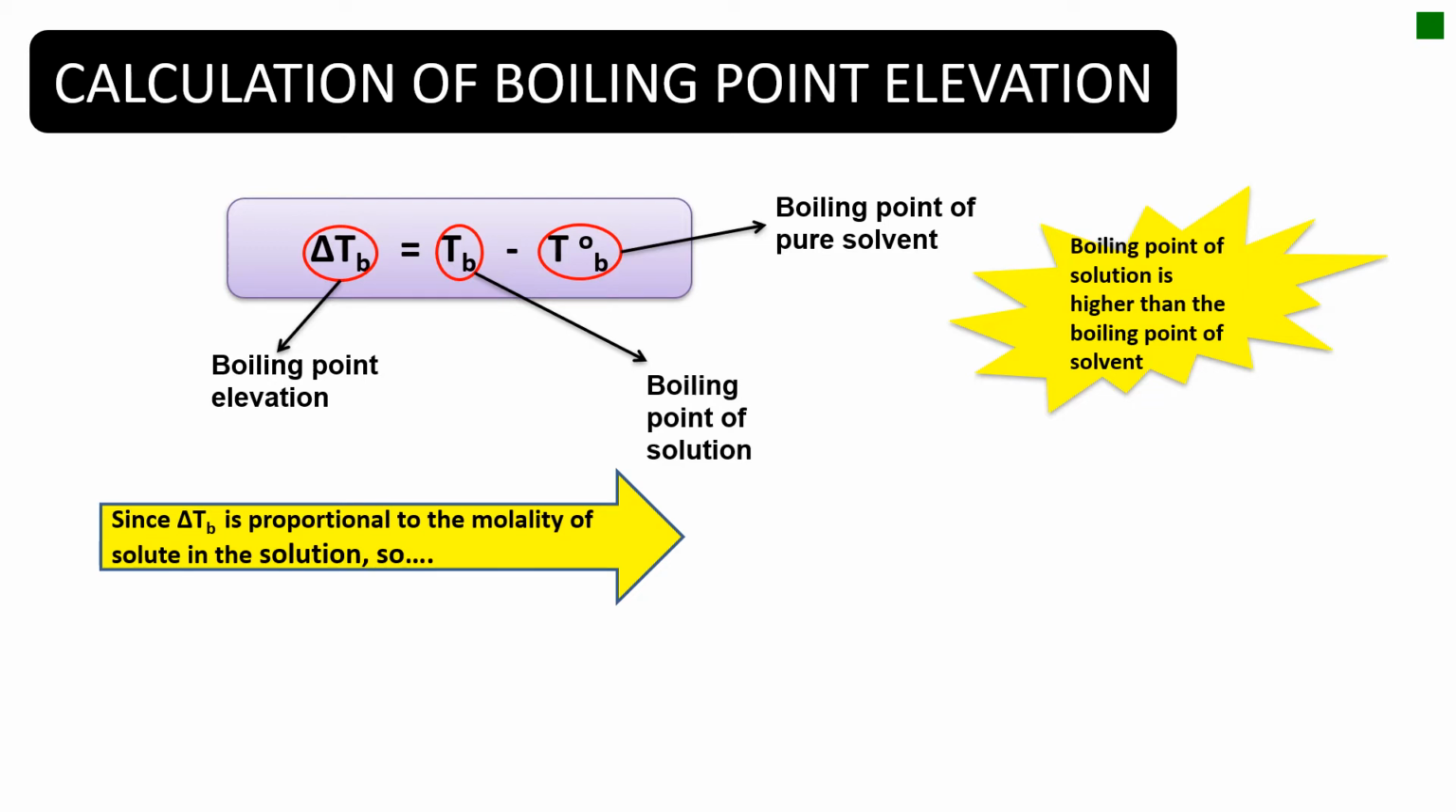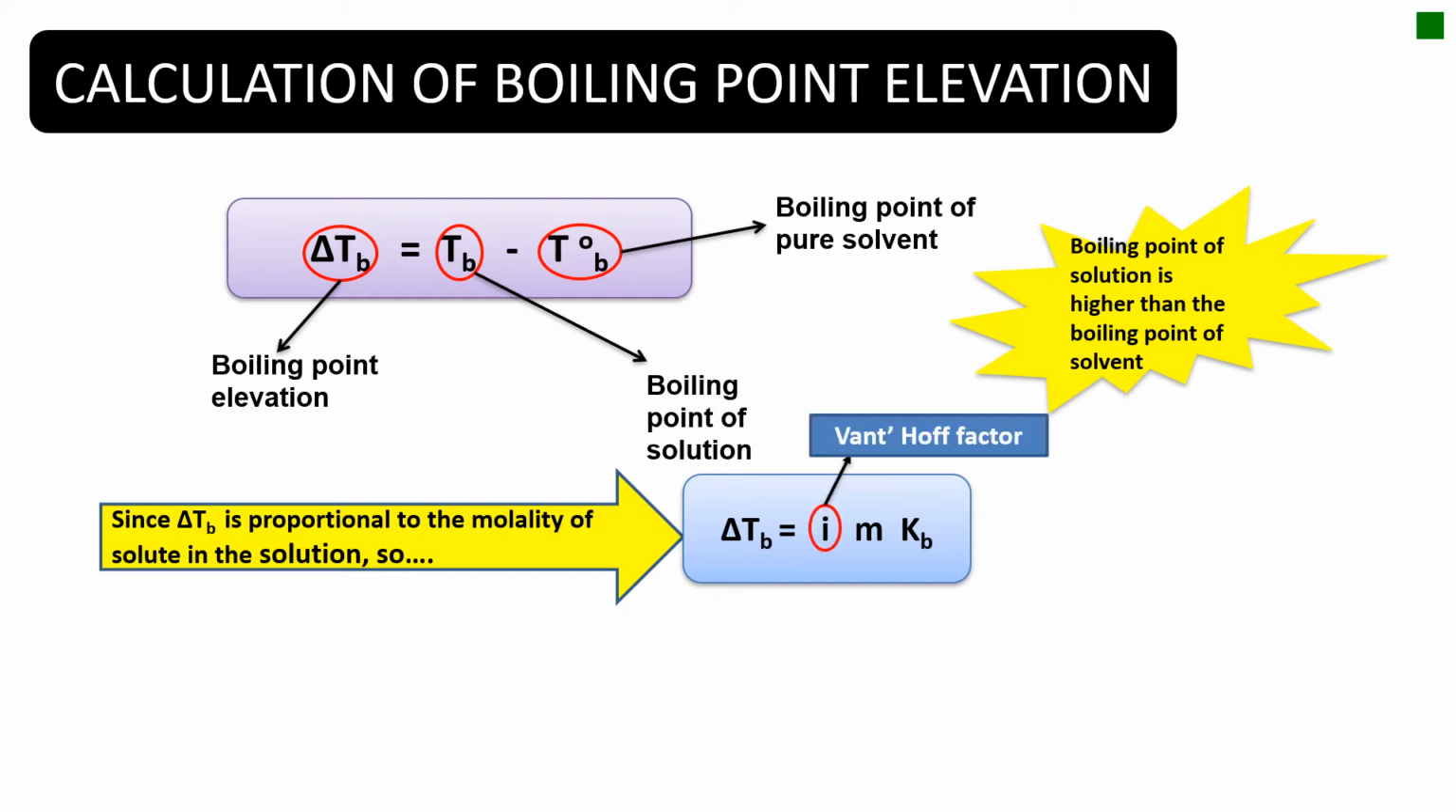Since this is a colligative property, and we have seen that colligative properties are those properties which depend on the number of solute particles, the boiling point elevation is also proportional to the molality of the solute in the solution. Molality here, I mean the concentration. The concentration expresses the amount of the solute that is present in the solution. So the formula is this one. The boiling point elevation delta Tb equals i times m times Kb.